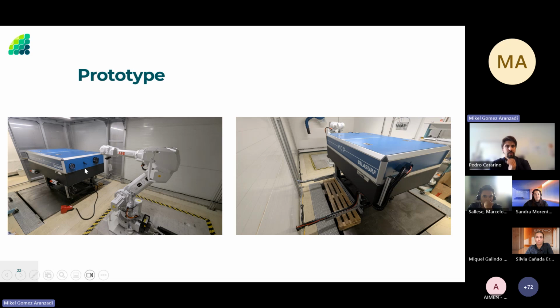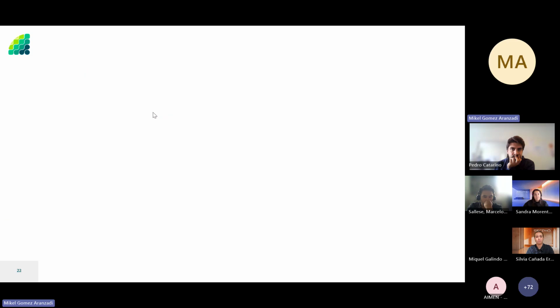This is the final prototype, in which all the optical elements are inside this blue box on top of the optical table, and we have the robot which will direct the part to one module or the other, depending on the technology we want to use.